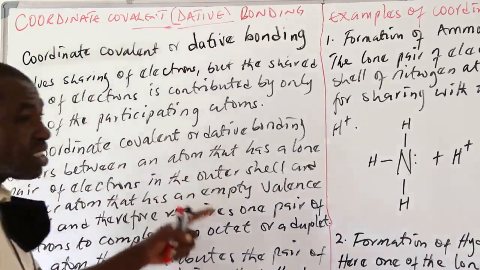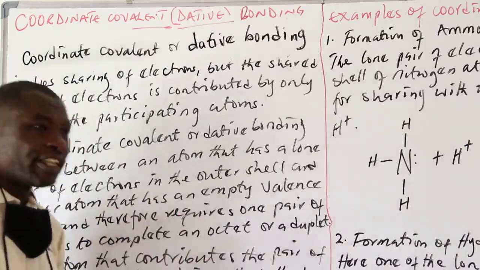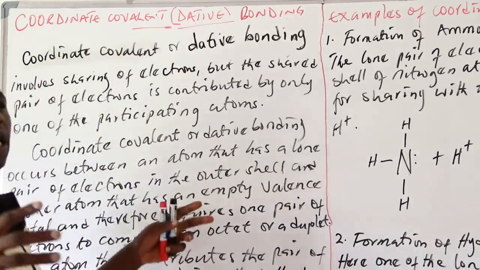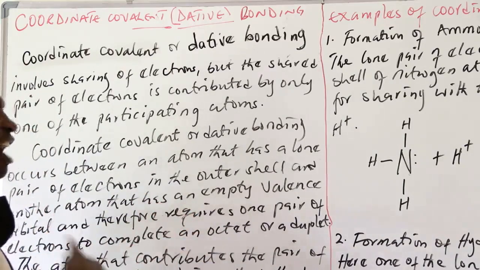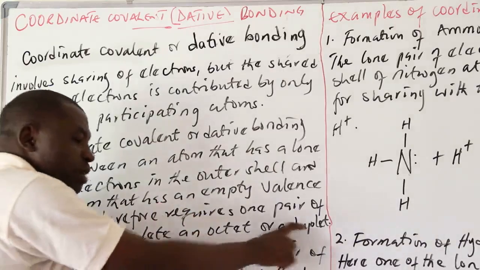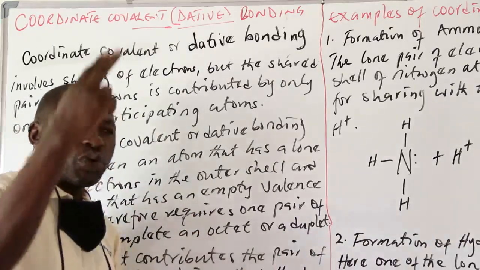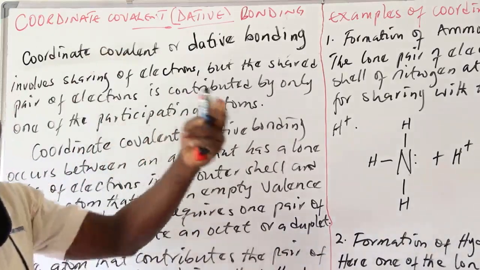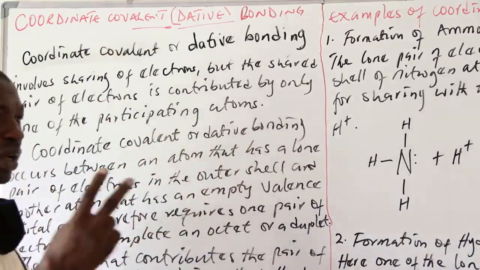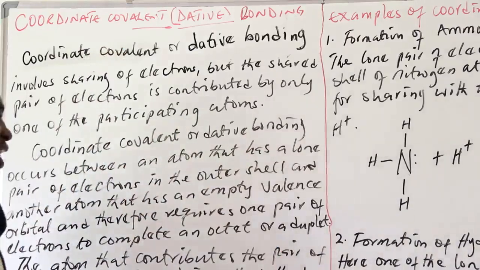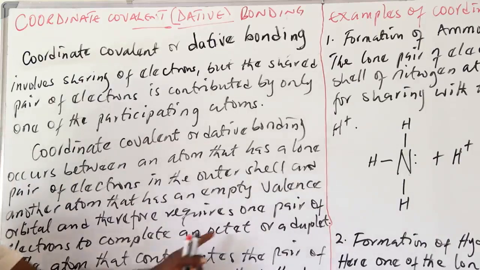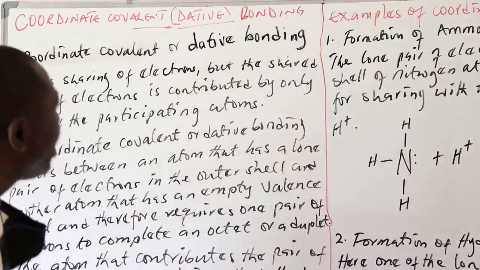You remember we said last time that the reason why atoms go into chemical combination is so that they can have an octet configuration or a duplet. Octet means to have 8 electrons in the outer shell, or a duplet, to have 2 electrons in the outer shell, like helium, hydrogen, lithium. Those ones have 2 electrons in the outer shell, because they have only a single shell, as for hydrogen and helium. Alright, so what do we mean by a lone pair of electrons?